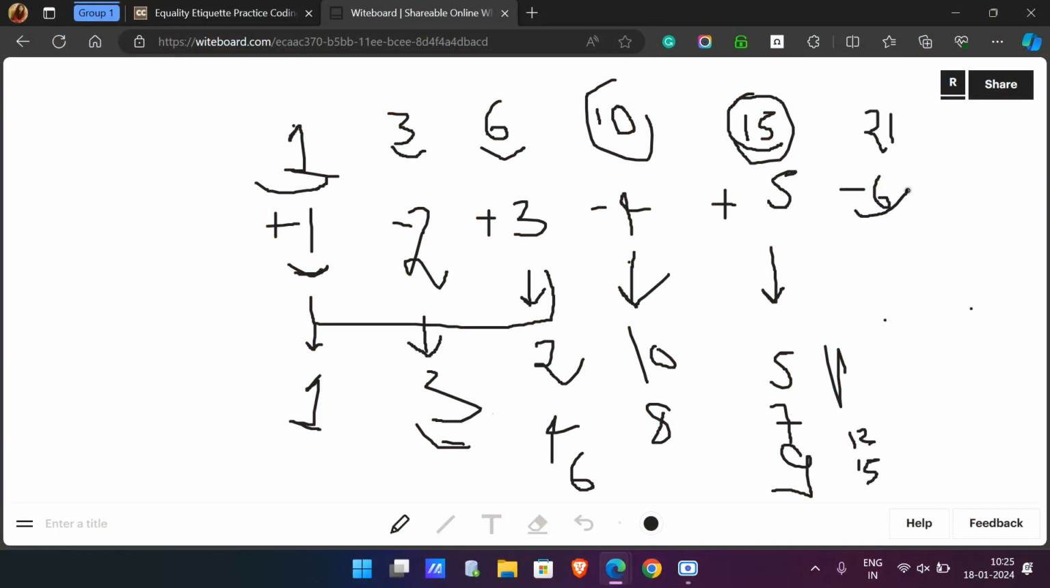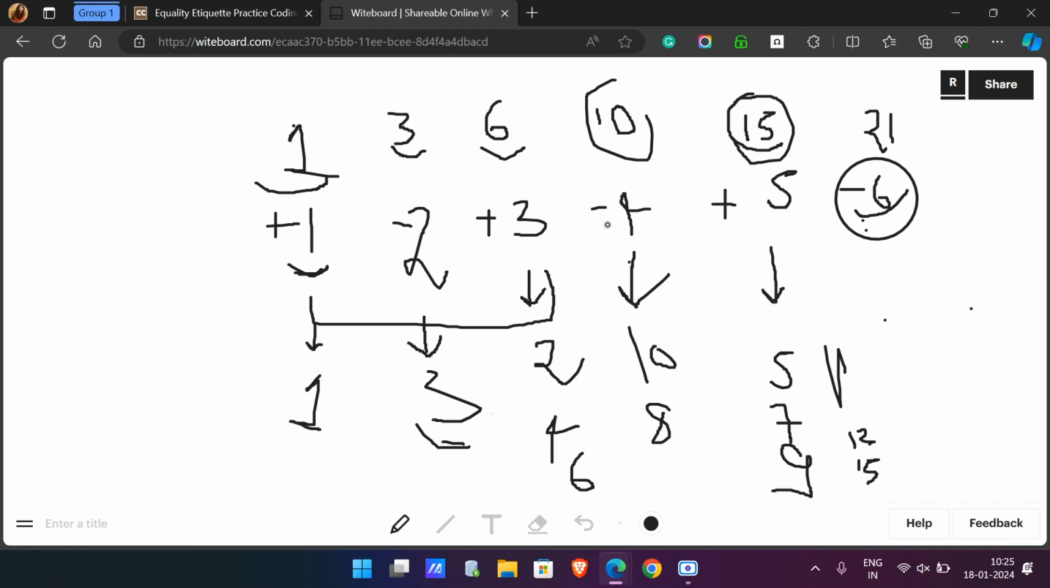Now for 6, it's odd. So it will be resolving up to 21. I got 5, 7, 9, 12, 15 for this. And then again 17, 19, 21 can be resolved by the sixth move. So we got our pattern.